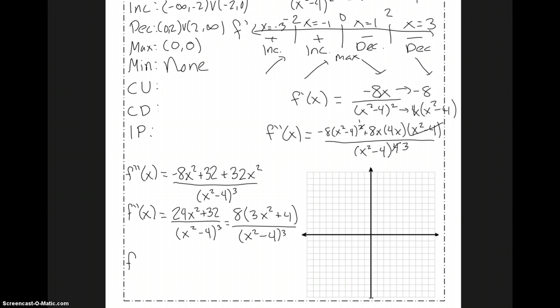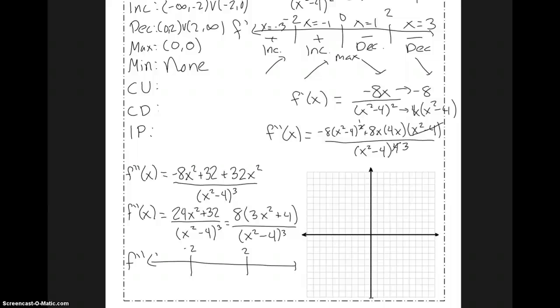So now to do my fence post for my second derivative test. Again, where's my second derivative undefined? I do have places in this problem because I have x squared minus 4 in my denominator. That's going to equal 0 at negative 2 and at positive 2. And is there anywhere my second derivative is 0? Well, no, because that 3x squared plus 4, if I set that equal to 0 and solve, I get an imaginary number. So negative 2 and 2 are my only fence posts in this.